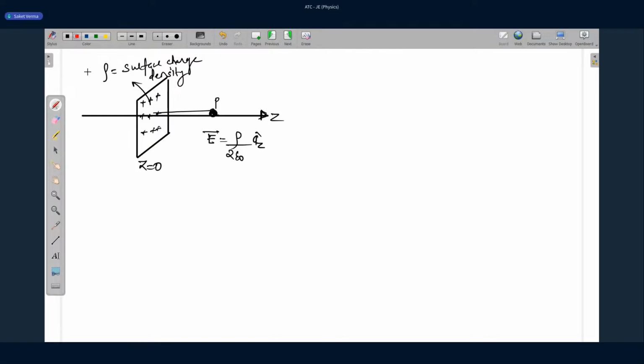Okay, suppose you are calculating the electric field in the negative direction, that is at Q, somewhere here, which is in the negative z direction. So because you are moving from the infinite sheet to this point Q, the electric field would be rho upon 2 epsilon naught minus a_z. So when you move in the negative direction, it is minus a_z. When you move in the positive direction, it is plus a_z.